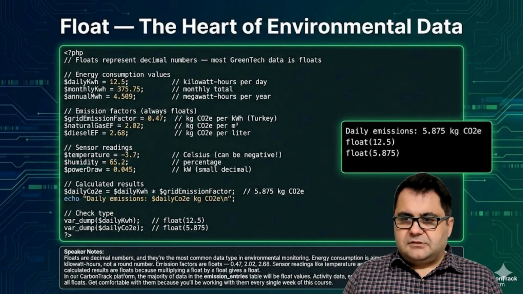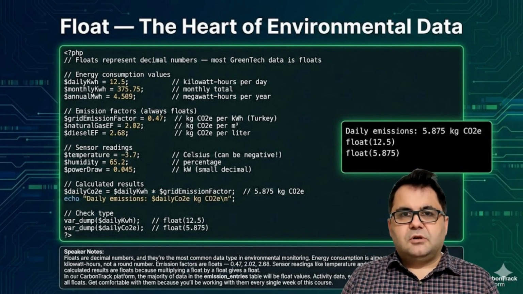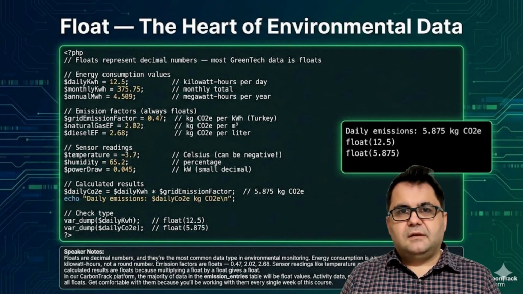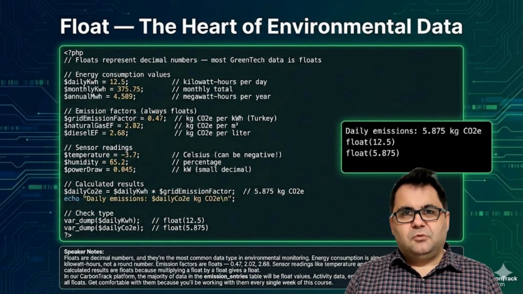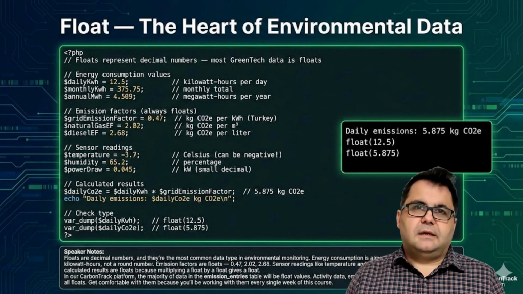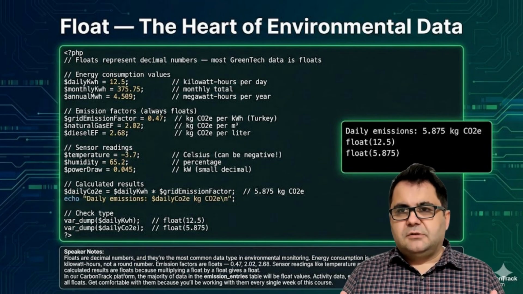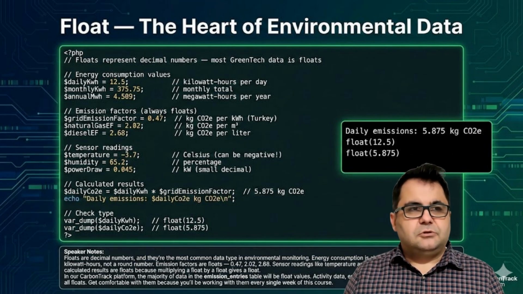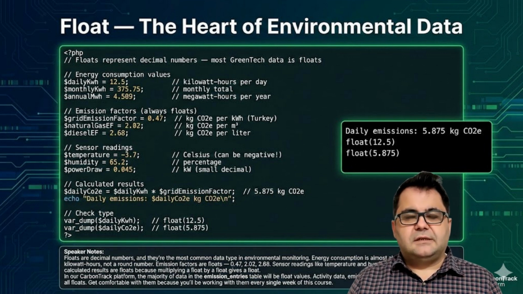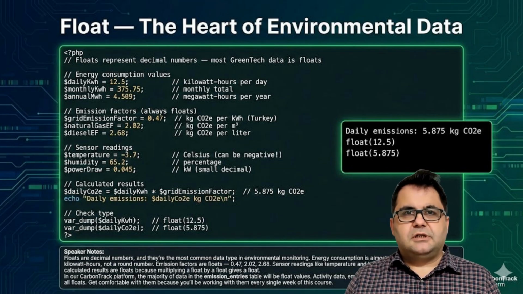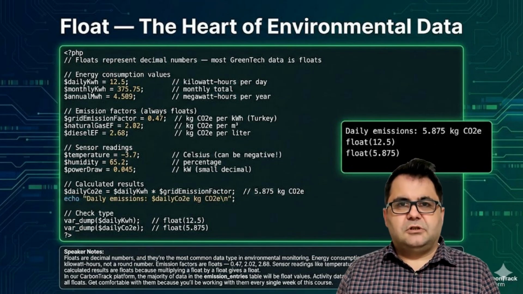Floats are decimal numbers, and they're the most common data type in environmental monitoring. Energy consumption is almost always a float. 12.5 kilowatt hours, not a round number. Emission factors are floats, 0.47, 2.02, 2.68. Sensor readings like temperature and humidity are floats. Even calculated results are floats because multiplying a float by a float gives a float. In our CarbonTrack platform, the majority of data, the emission values, activity data, emission factors, and calculated CO2e, are all floats. Get comfortable with them because you'll be working with them every single week of this course.